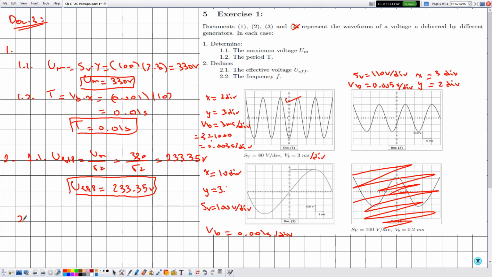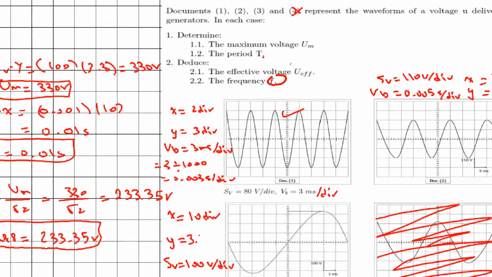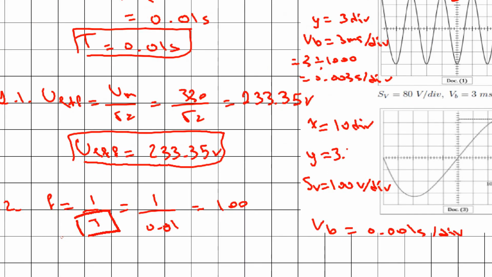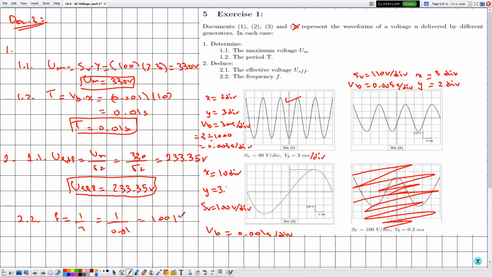And now in 2.2 we need to determine the frequency, and this can be deduced from the period because the frequency is given by 1 over the period. Then 1 divided by 0.01. Plugging this on the calculator, then the value of f is given by 100 because the period is expressed in the SI, so the value of f will be in the SI, which is hertz. Then f is equal to 100 hertz.